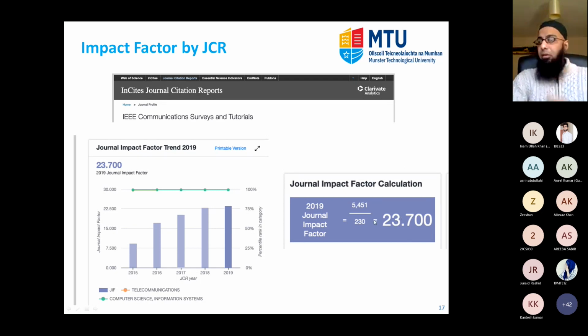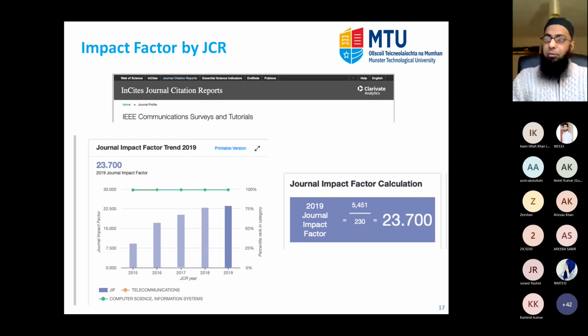Now, there are two factors that influence the journal's impact factor. The first one is the number of citations it receives, and the second one is the number of articles it publishes.